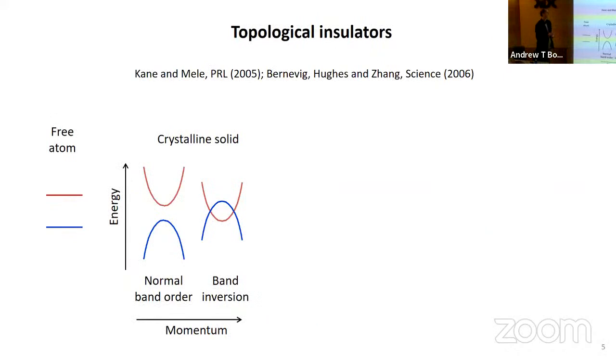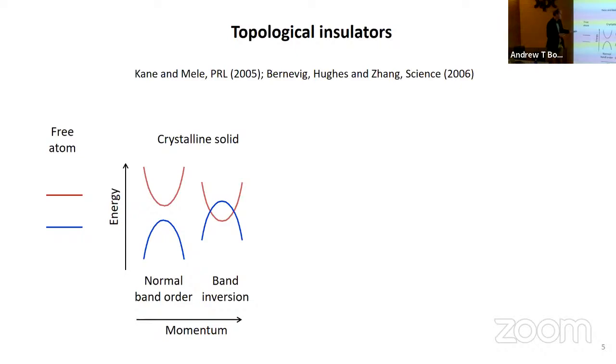The introduction of topology into electronic crystals was really started by theoretical papers in 2005, 2006, building on the work of Haldane, Kosterlitz, and Thouless. And they had this idea, which I'm going to explain now, which led to what's known as topological insulators.